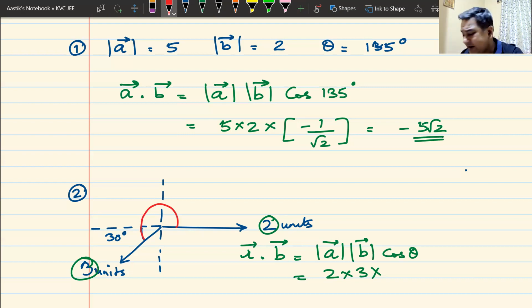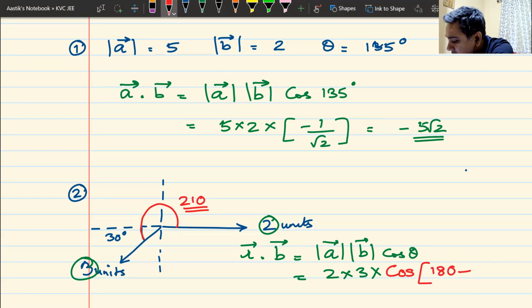90 plus 90, 180. 180 plus 30, it is 210 degrees. So it should be multiplied by cos of 210 degrees. Instead of writing it as 210, I will write it as 180 plus 30 degrees. It comes in the third quadrant. You must be able to know the value of this angle, and that would be the answer for this case.